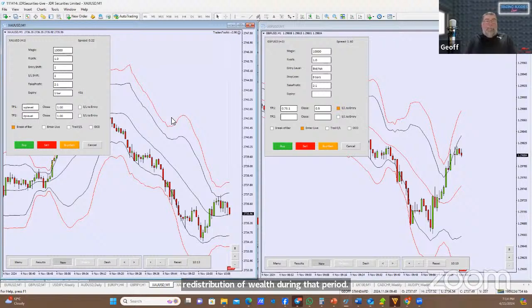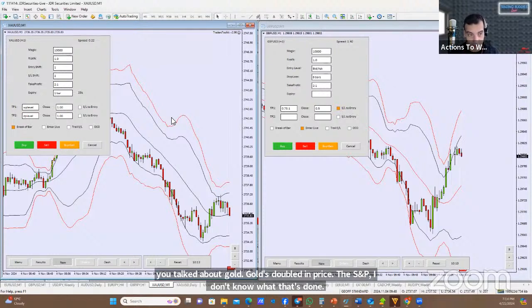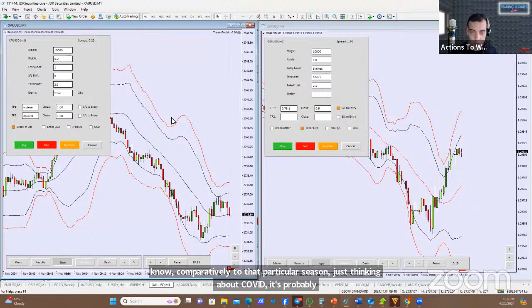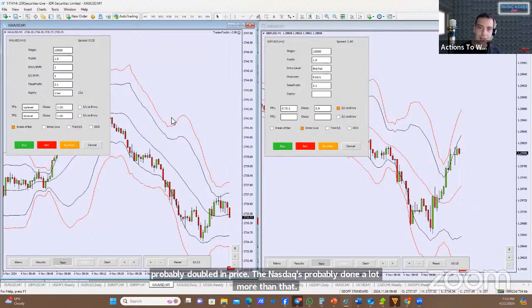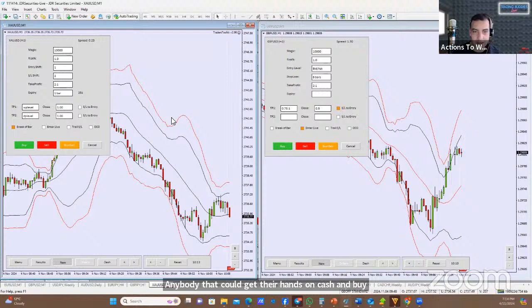The people that were able to have cash on the hip during a crash, inevitably, you talked about gold's doubled in price. The S&P, I don't know what that's done comparatively to that particular season. Just thinking about COVID, it's probably doubled in price. The Nasdaq's probably done a lot more than that. So there has been a huge shift in the wealth of people. Anybody that could get their hands on cash and buy assets at that time, they're dandy now.